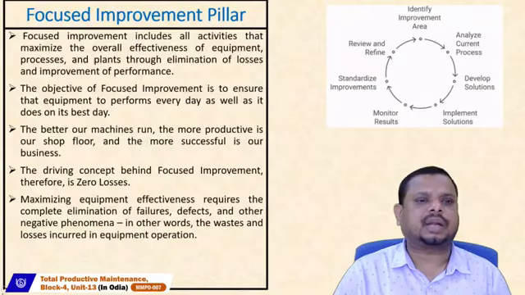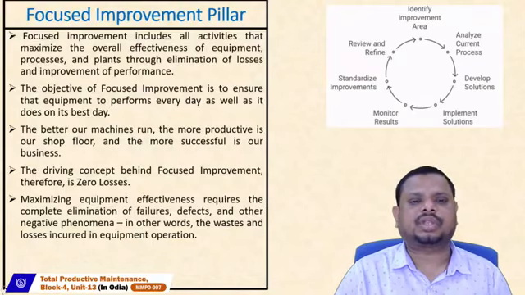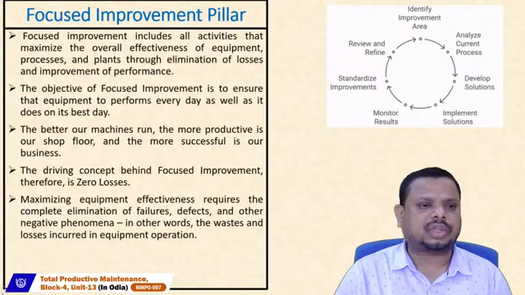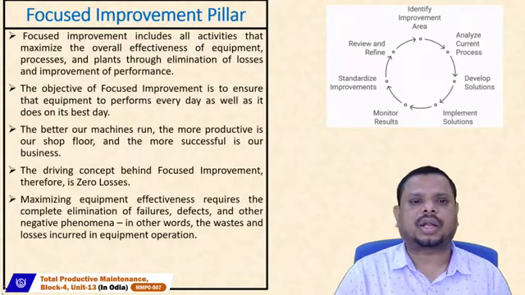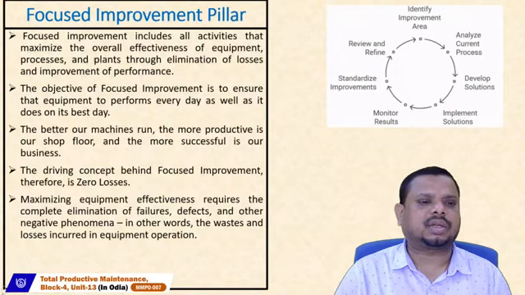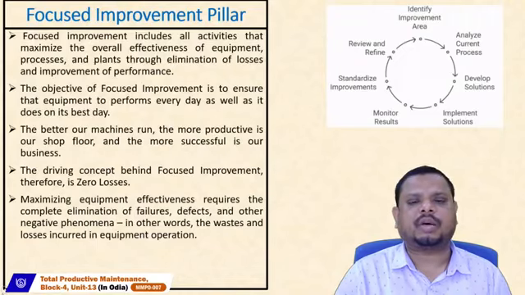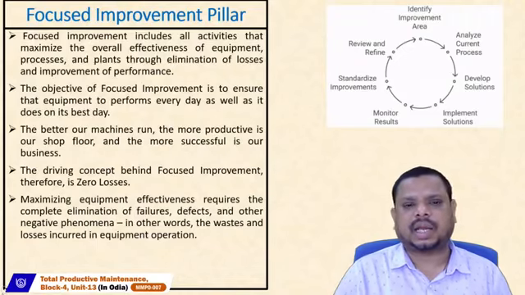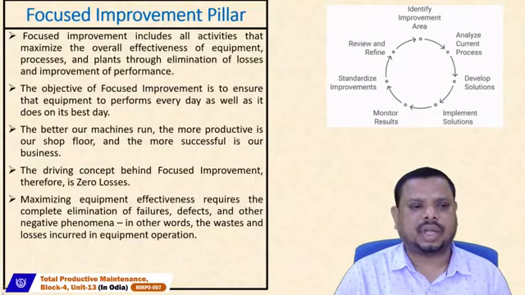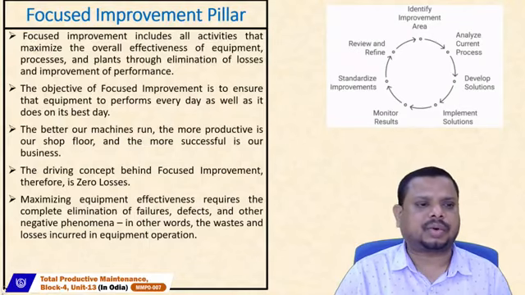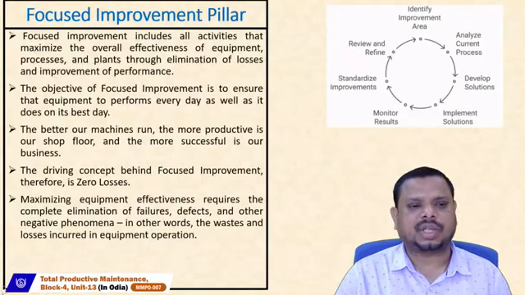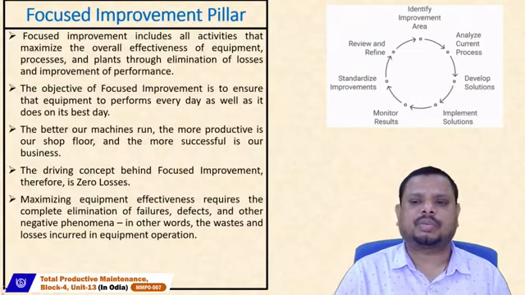Moving to the next one, the second pillar we have is known as the focused improvement pillar. Under the focused improvement pillar, it includes all the activities that maximize the overall effectiveness of equipment, process, and plant through the elimination of losses and improvement of performance. So this directly includes all activity, that means overall efficiency or effectiveness of equipment. They can easily focus on maximizing the efficiency of process and plant through the elimination of losses, and the last one is improvement of the performance.